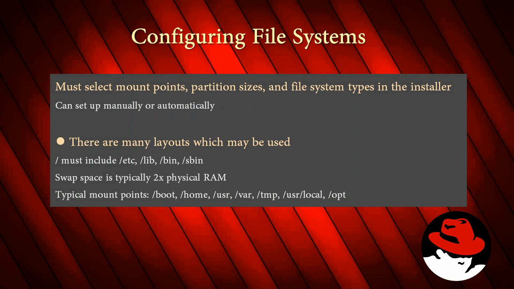There are many layouts which may be used. Root must include the directory like etc, lib, bin, sbin, and so on. There is a huge range of libraries. We have already learned in essential sections the complete Linux file system that is there. The swap spaces are typically a multiplication of two of the physical RAM. Suppose you have a RAM size of 4 GB, you must create a swap memory of size 8 GB. Swap is also used as an additional support to RAM.